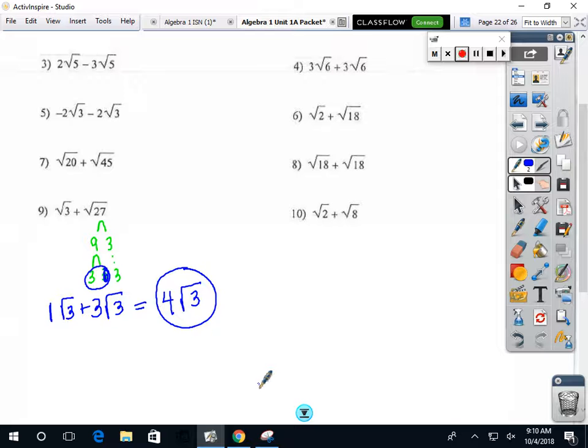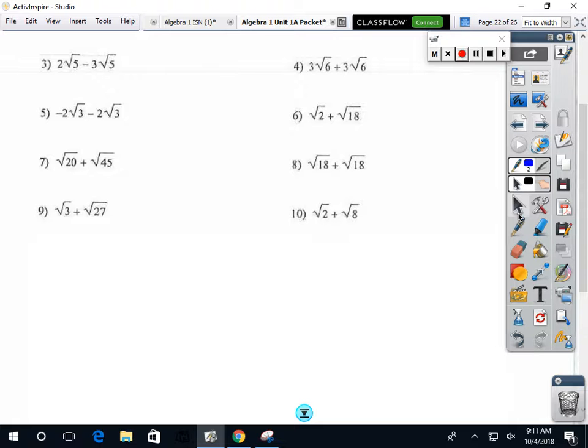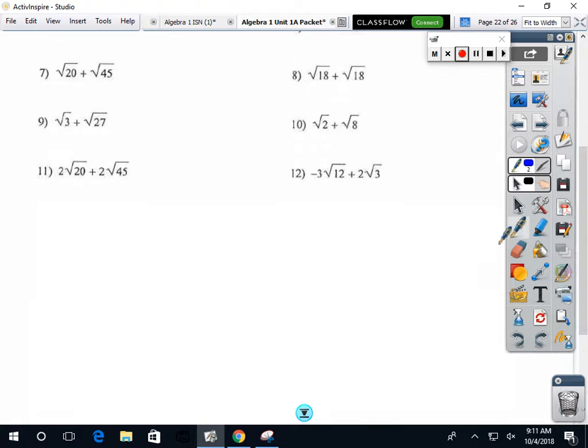Everybody got it copied? All right, number 11. 2 square roots of 20 plus 2 square roots of 45. Can they currently be added as they are? No. So we need to simplify them, and they both can be simplified. 20 can be 5 times 4, and then 5 times 2 times 2.